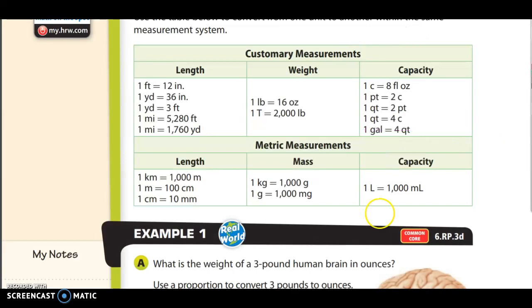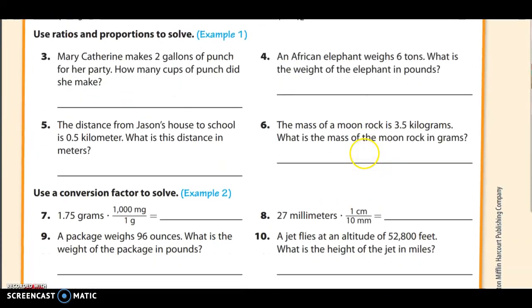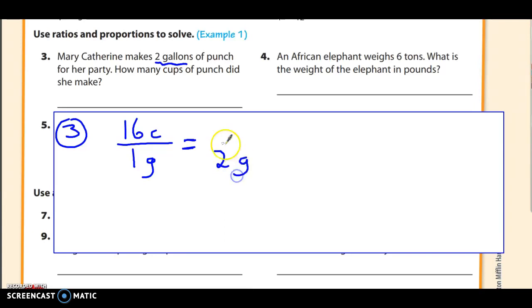Now I'm going to go back to my problem. I'm going to remind you how to show your work on these. And I'm going to use a whiteboard on these. You can do the same thing if you want. Number 3, I'm converting between cups, which is 16, and gallons, which is 1. 1 gallon is 16 cups. And it says that she makes 2 gallons. And so now you need to recognize that to get from 1 gallon to 2 gallons, you double that. So that's multiplied by 2. So to find the unknown number of cups, you multiply by 2. 16 times 2 is 32. The answer is 32 cups.